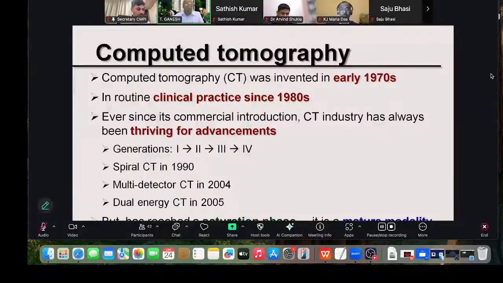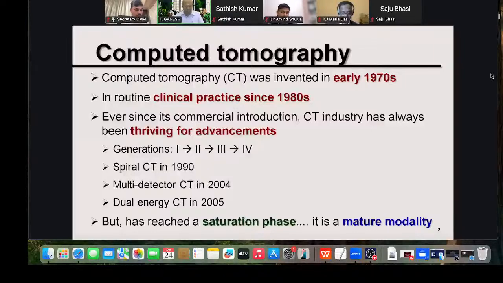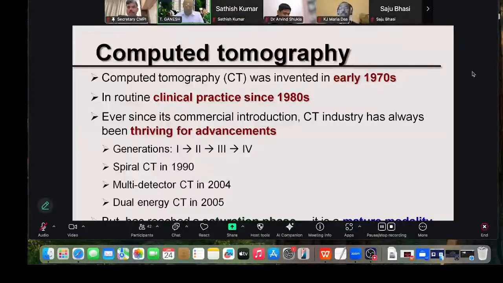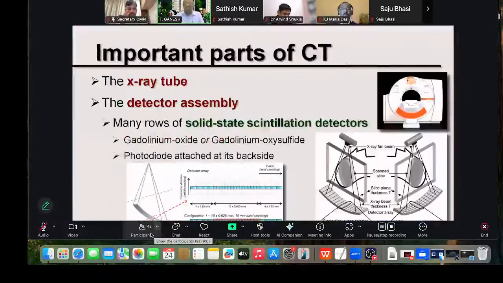Then the spiral CT started in 1990, and about 2 decades ago, we saw the advent of multi-detector CT and also the dual energy CT in 2005. But now the technology has reached more or less a saturation phase, and there is no further scope for improvement. It's a kind of mature modality.